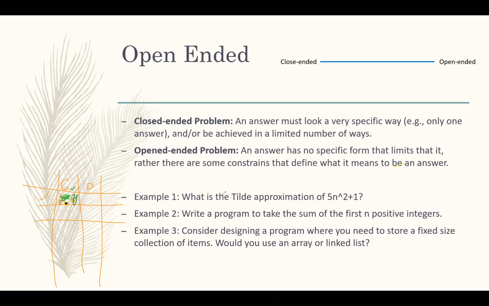All right, what about example 2? Write a program to take the sum of the first n positive integers. So it's stated there. Is this closed or is this open? Okay, people are saying it's open-ended. So let me ask you guys this: does it matter that I'm being told very specifically what to do? It's not ambiguous what I'm supposed to do. Does that matter? Ethan, what you got?